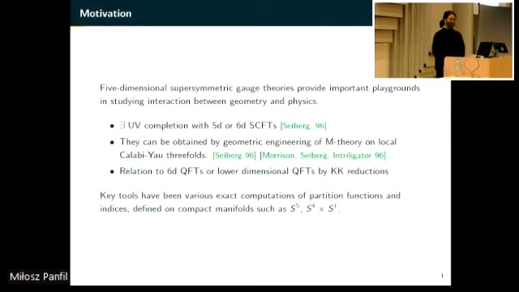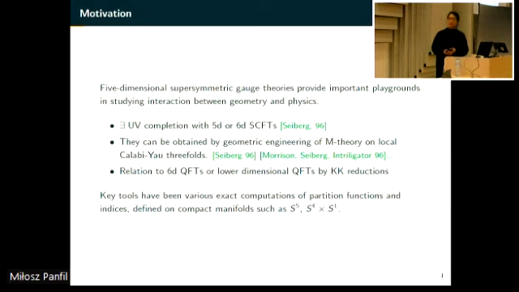So this talk is going to be about five-dimensional supersymmetric gauge theory, which is one of the most important and interesting playgrounds in studying the interaction between geometry and physics. In general, 5D supersymmetric gauge theories are perturbatively non-renormalizable, but string theory predicts that there exists a large class of such theories that admits a UV completion with 5D or 6D superconformal theories. And in fact, these theories can be obtained by geometric engineering of M-theory on a local Calabi-Yau threefold.